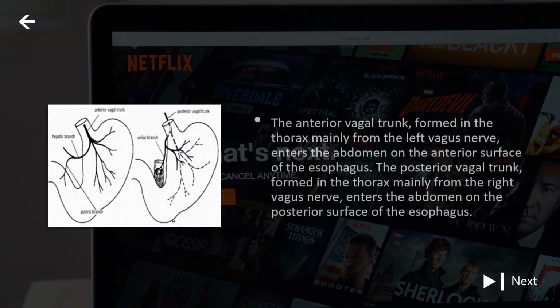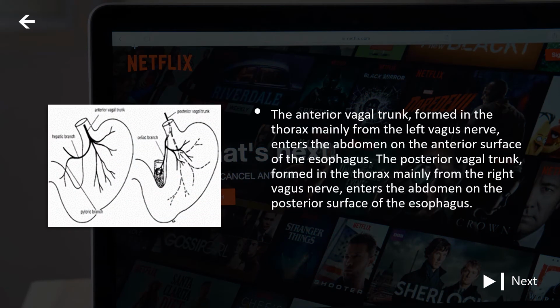The anterior vagal trunk, formed in the thorax mainly from the left vagus nerve, enters the abdomen on the anterior surface of the esophagus. The posterior vagal trunk, formed in the thorax mainly from the right vagus nerve, enters the abdomen on the posterior surface of the esophagus.